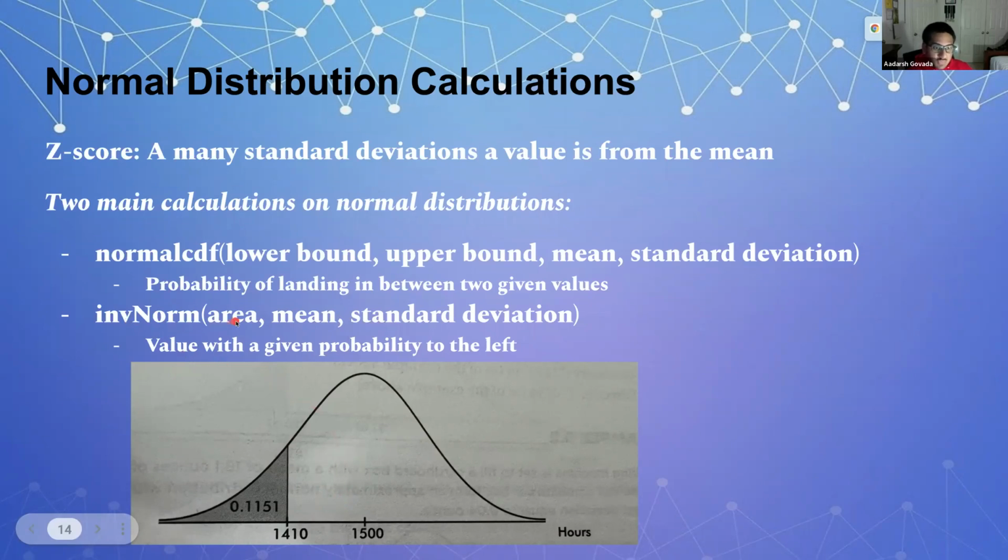Now for inverse norm, you would put in the area that you're looking for and then the mean and the standard deviation, and what it would give you is the number with a given probability to the left. So basically for inverse norm, if we had a mean and a standard deviation, say mean is 1500 with this, standard deviation, we don't know, but we normally would know. And then we want to find the inverse norm, which is basically what value has a probability of 0.1151. That's a chance of landing underneath that value.